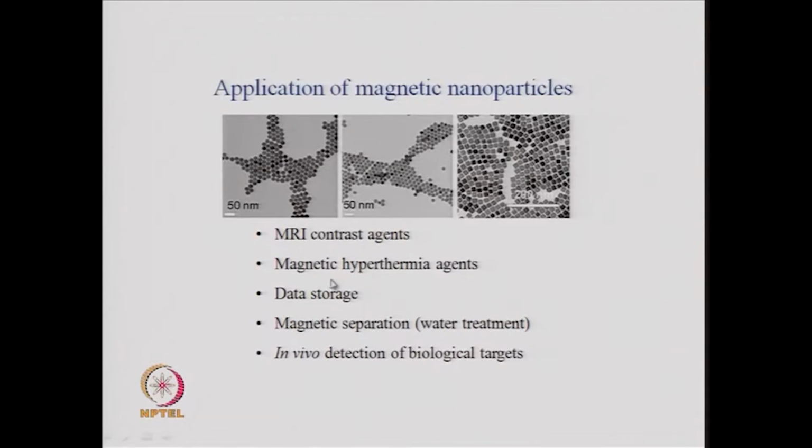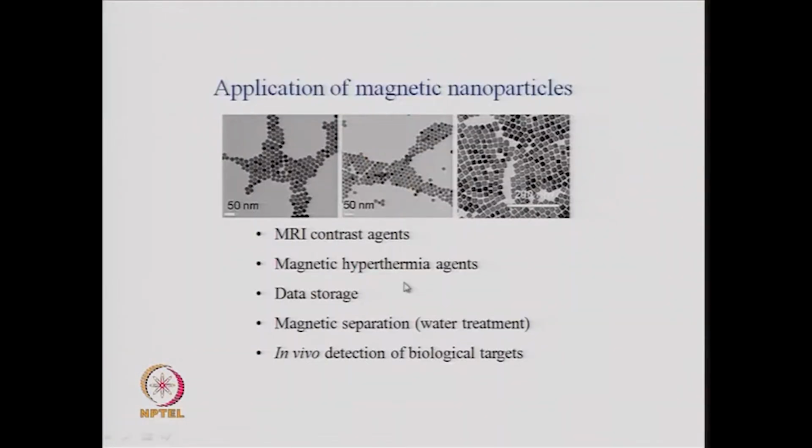They are also used as magnetic hyperthermia agents. That means, suppose you put these magnetic materials. Now, these magnetic materials, because of the hysteresis loop, if you apply a magnetic field, then you can have some kind of heating.